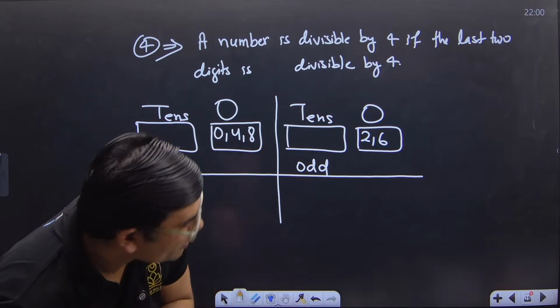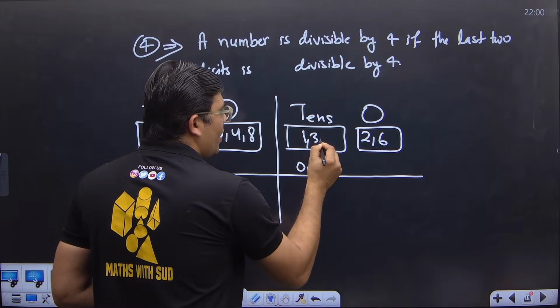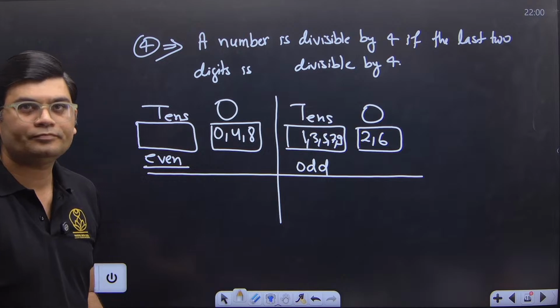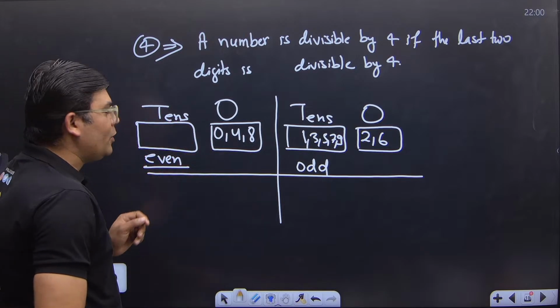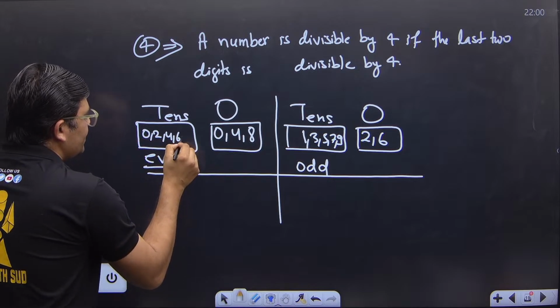Tell me, the lowest number could be 1. Okay, 1, 3, 5, 7, and the highest number should be 9. Vrinda beta, look here, what could be the lowest number? It will be 0, 2, 4, 6 and 8.